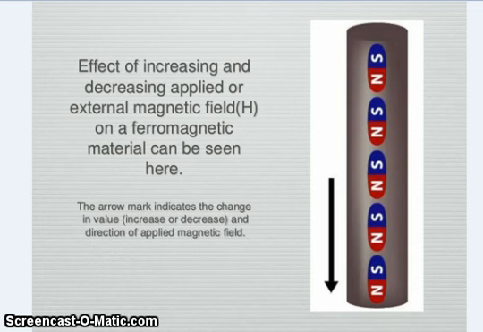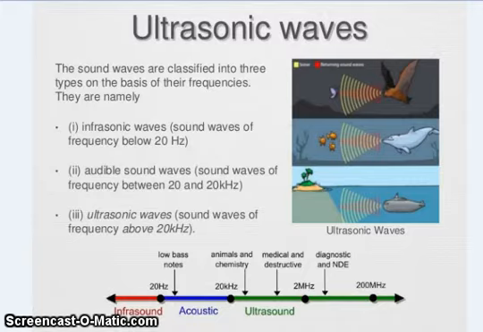Okay, what is the effect of increasing or decreasing the applied or external magnetic field on a ferromagnetic material? It can be seen here. The arrow mark indicates the change in value, whether it increases or decreases, and the direction of the applied magnetic field, right? Magnetostriction is used for the production of ultrasonic waves.